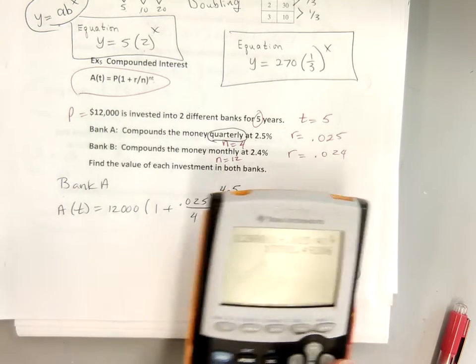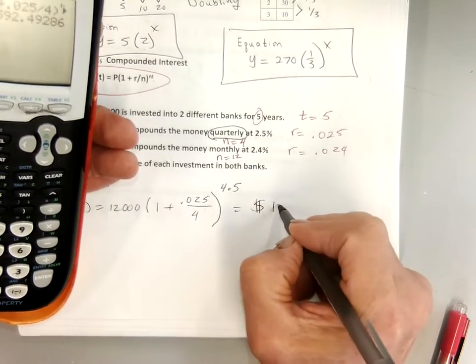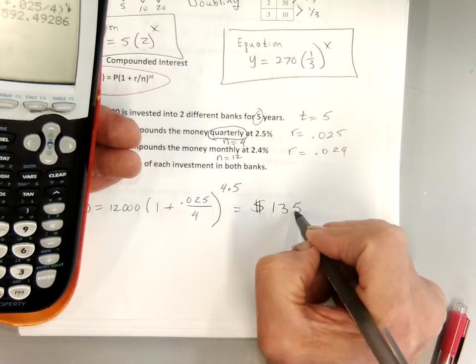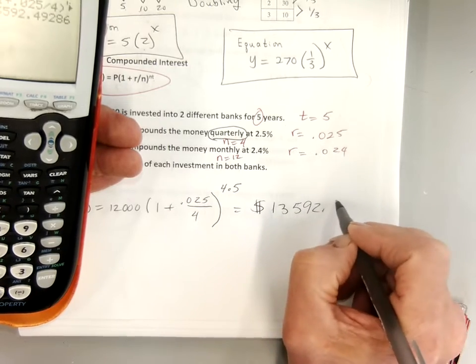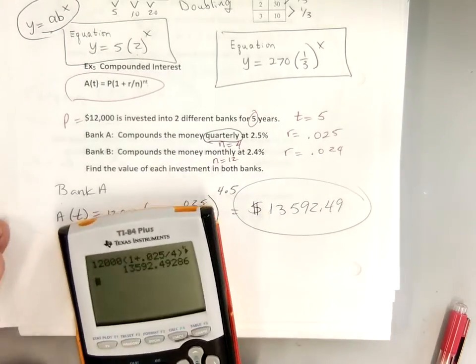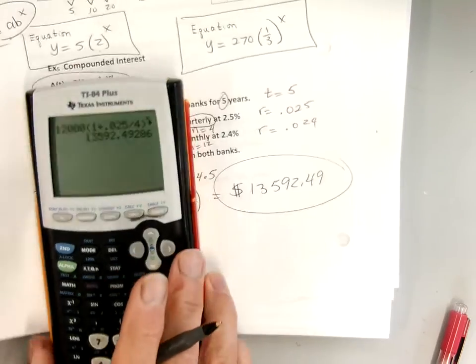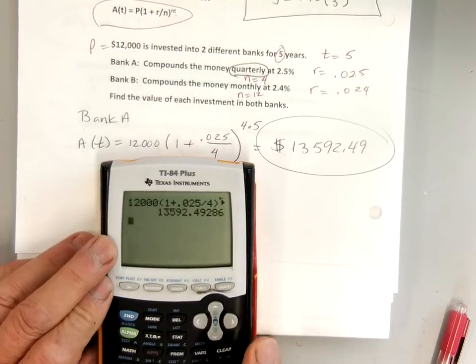Alright, here's how much money I have in the bank. So I made some. After 5 years, now I have $13,592.49. Try that on the calculator. Make sure you can get those answers. Make sure you type it in correctly. I'll put it that way so you can see it.